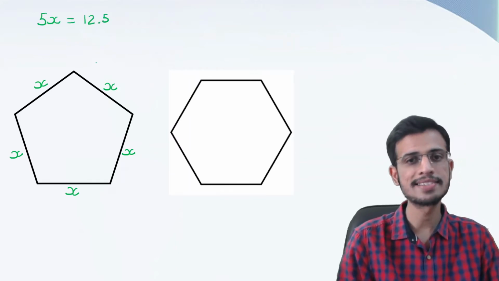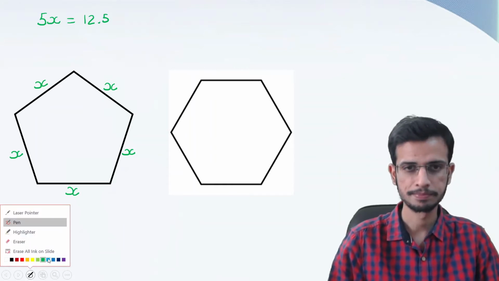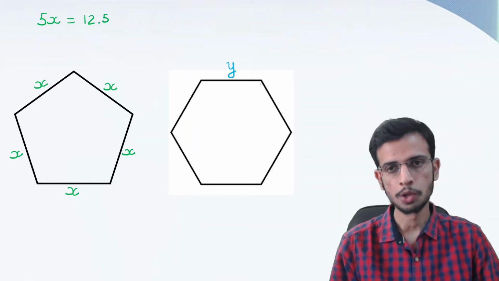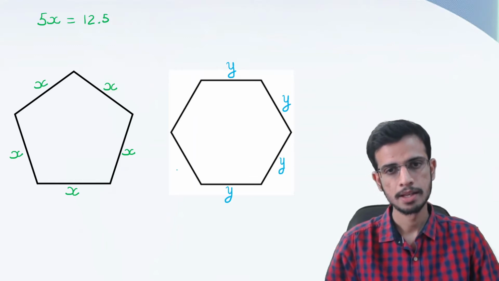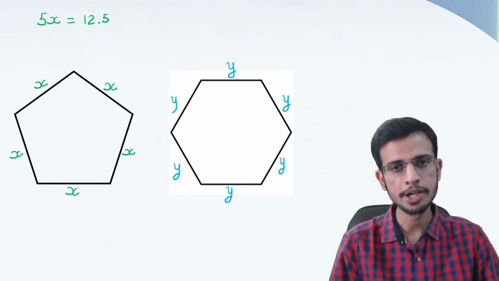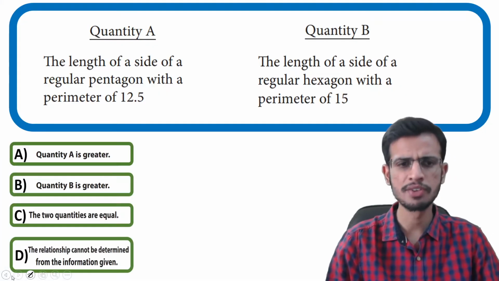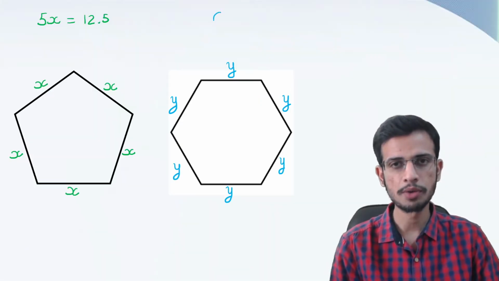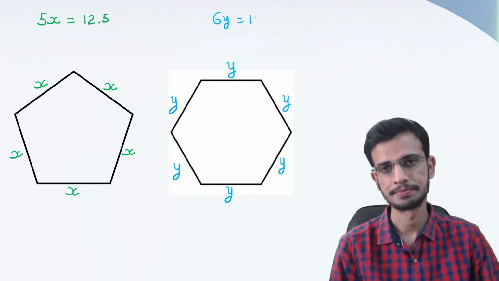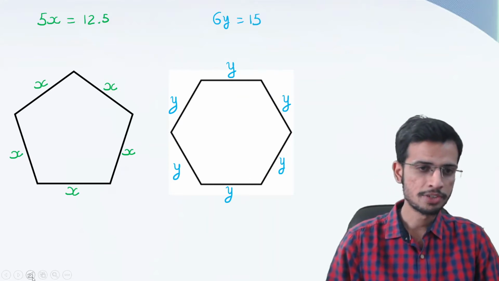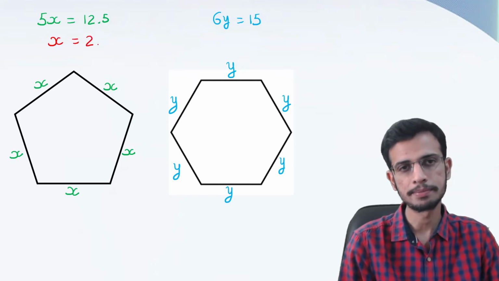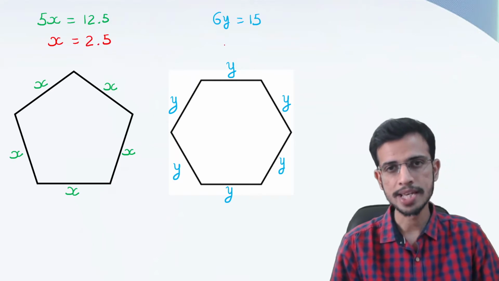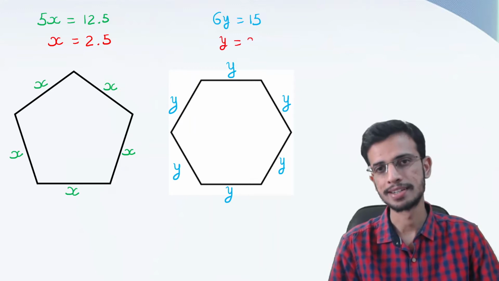For the hexagon, let's assume the side length is y, so all the side lengths become y. The perimeter of the hexagon is given as 15, so 6y equals 15. Let's find the value of x. The value of x will be 2.5 units, and from here the value of y will also be 2.5 units.